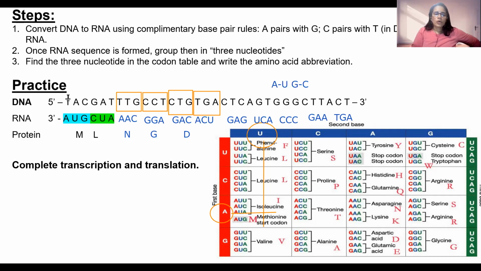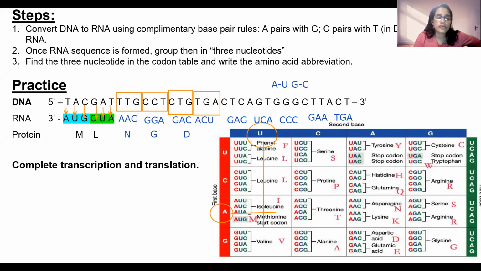So if you see on the bottom, all the letters: T corresponds to A, A corresponds to U, C corresponds to G, G to C, and then A to U, T to A. So do you understand this part?